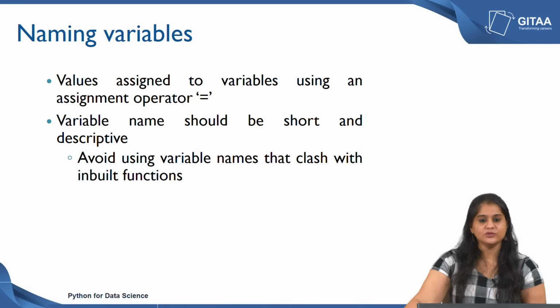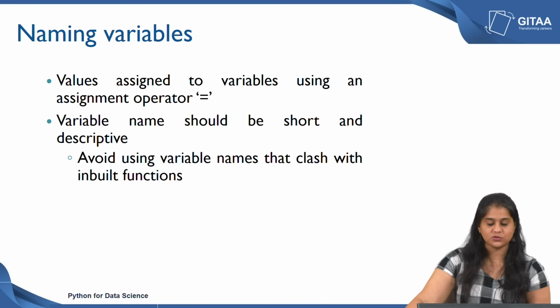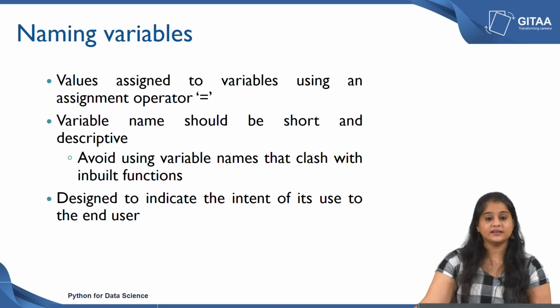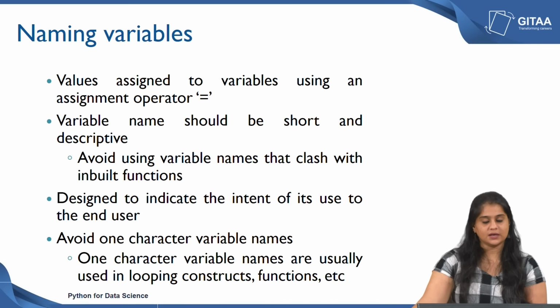The variable name should be short and descriptive, because there is an intent for creating the variable and it is supposed to convey information. Hence, it is better that it is short and descriptive. Avoid using variable names that clash with inbuilt functions. Like I said earlier, variable names are designed to indicate the intent and purpose of their use to the end user. Hence, it is better to avoid one character variable names. One character variable names are usually used in iterations, functions and looping constructs.